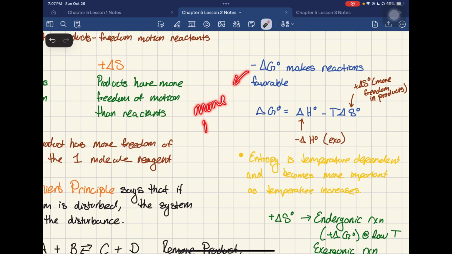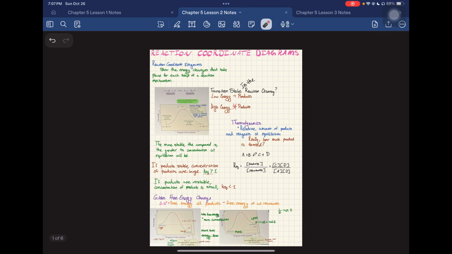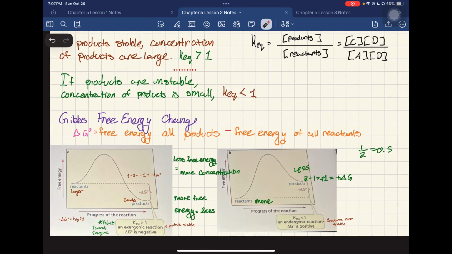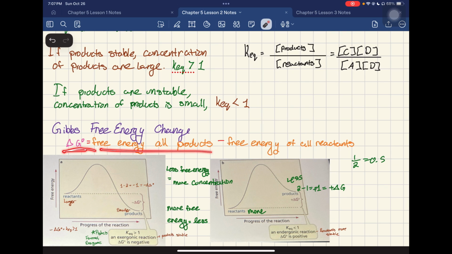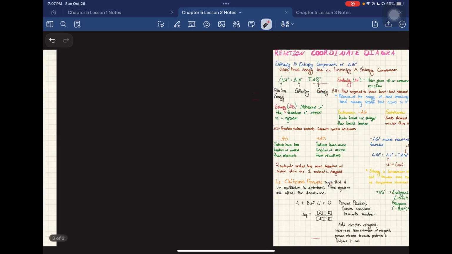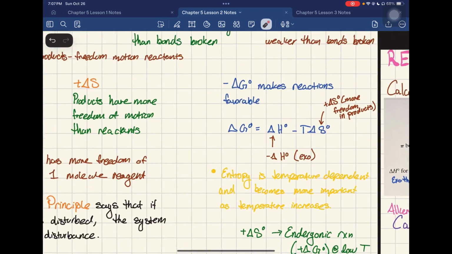Over here we say negative delta G makes a reaction favorable because negative delta G is going to have more products, right? Because keep in mind what we did a couple pages before this. Negative delta G is the free energy of all products minus free energy of all reactants. Negative delta G is right here. Less free energy equals more concentration, right? And that's going to mean K equilibrium is greater than 1, which is an exergonic reaction. And the delta G is negative, which means products are favored, right? Exergonic.